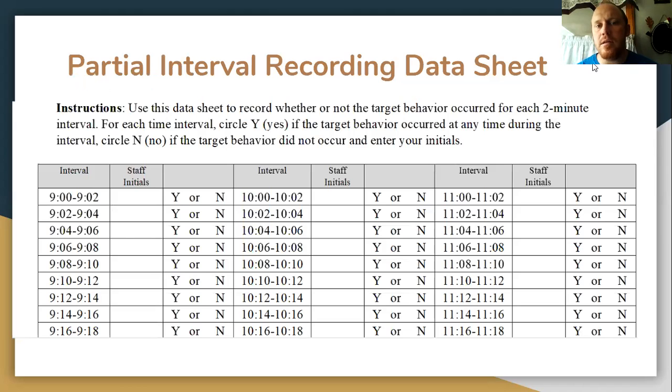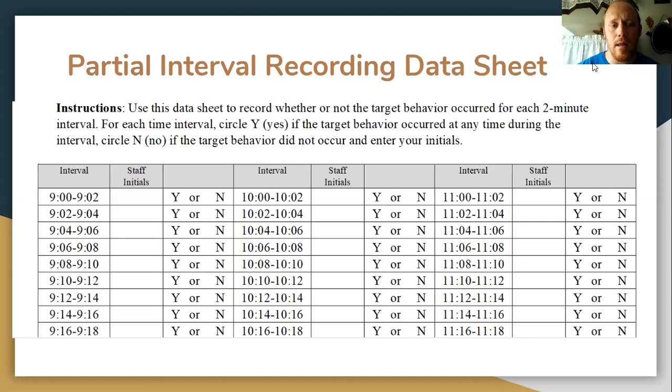Next is a partial interval recording data sheet example. So we'll use this data sheet to record whether or not the target behavior occurred for each 2-minute interval. For each interval, you'll circle yes if the target behavior occurred at any time during the interval, and you'll circle no if the target behavior did not occur.